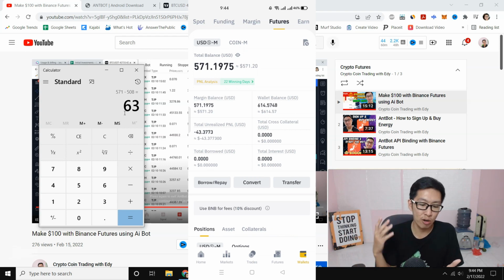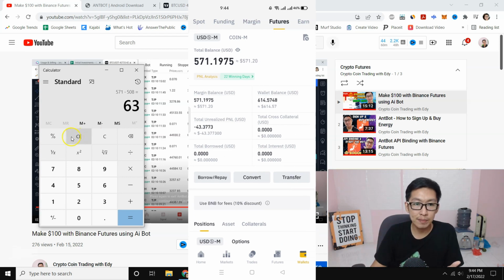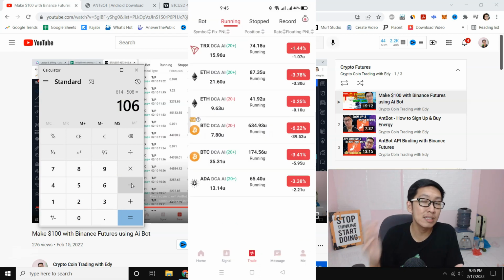I actually should make over 614. And of course, there is gonna be a fee, right? Just now we make 614 minus 508, 106. And the fee is around 10%, 20%, minus the fee. You can see the fee inside your AntBot wallet, the energy that I showed you that you bought here. It will decrease. 100 energy is equivalent to $1. You just compare it yourself and minus it yourself, and you will have your net profit.